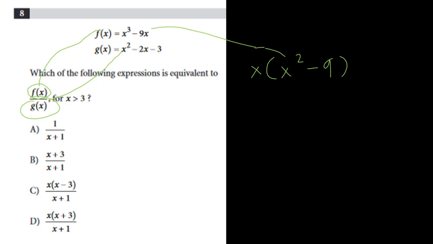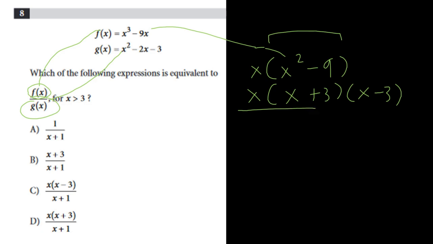I know that this right here is called a difference of two squares. And so what it looks like now is x plus 3, x minus 3. So that's the top value. The bottom one, I can factor that out.